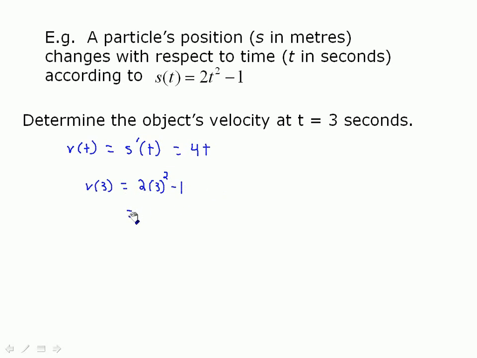And then you do the math on that. 2 times 9 minus 1. I don't know why I'm doing so much work on this. So 18 minus 1 is 17 meters per second.